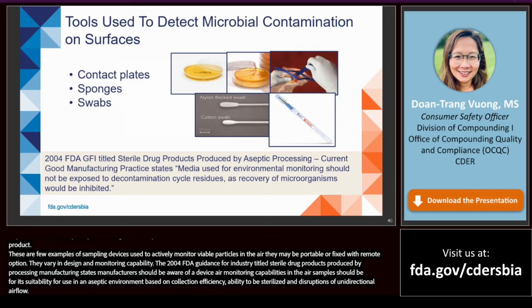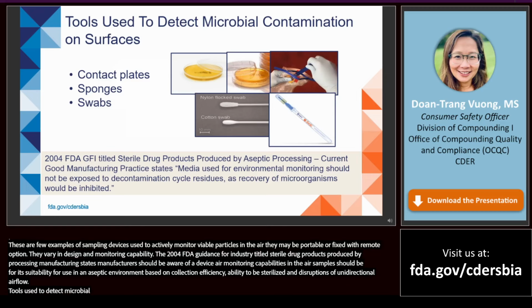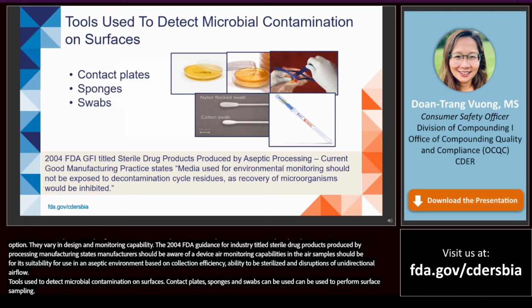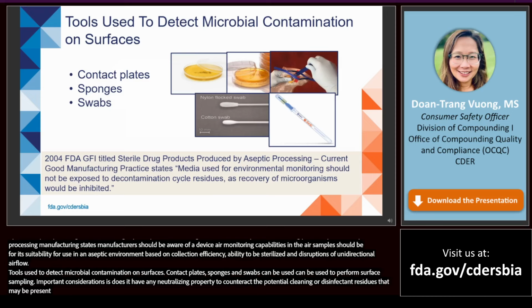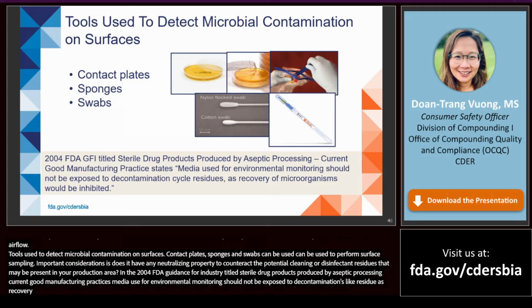Tools used to detect microbial contamination on surfaces. Contact plates, punches, and swabs can all be used to perform surface sampling in your production area. An important consideration when selecting the type of media used for surface sampling is, does it have any neutralizing property to counteract the potential cleaning or disinfectant residues that may be present in your production area? The 2004 FDA guidance for industry titled Sterile Drug Products Produced by Aseptic Processing, Current Good Manufacturing Practice states, media used for environmental monitoring should not be exposed to decontamination cycle residue, as recovery of microorganisms would be inhibited.